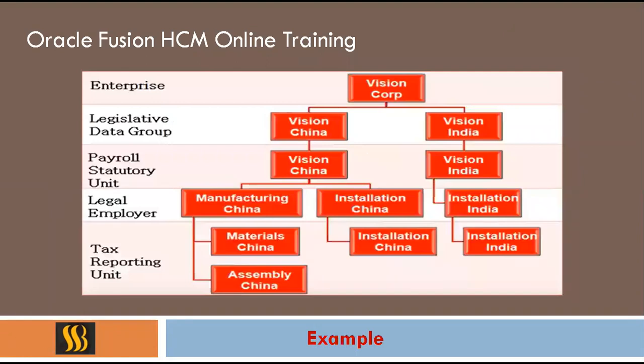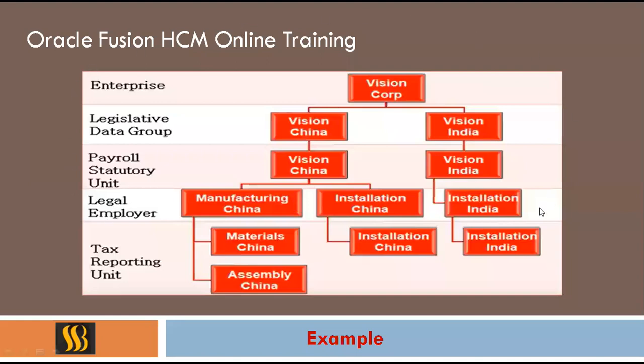Okay, this is my organization structure in Fusion. Highest, I will have the enterprise, like I said in my example, Tata Group. LDG is country-wise. My Tata Group has a company in US, UK and India, for example, so I will have three LDGs: US LDG, UK LDG, India LDG. Payroll, statutory, legal employers are nothing but my companies. These are all my companies: TCS, Tata INC. I'm just giving examples. Tata Motors, Jaguar, Land Rover, whatever companies.